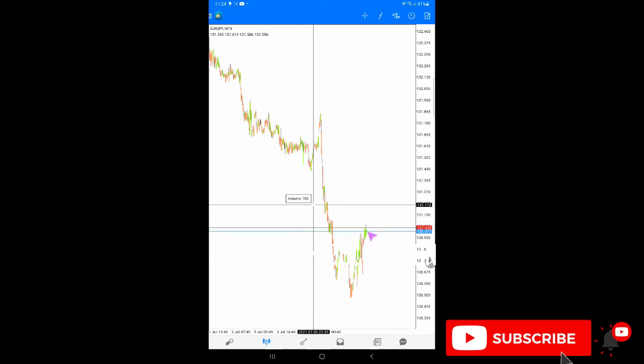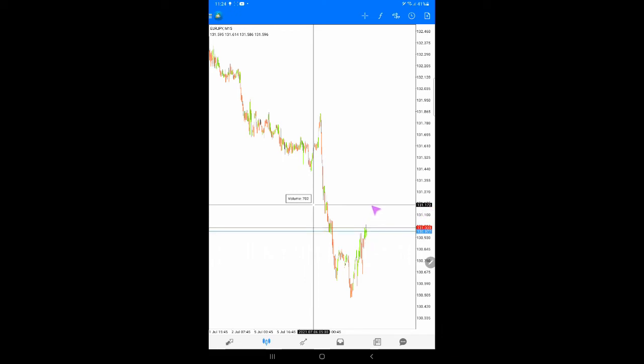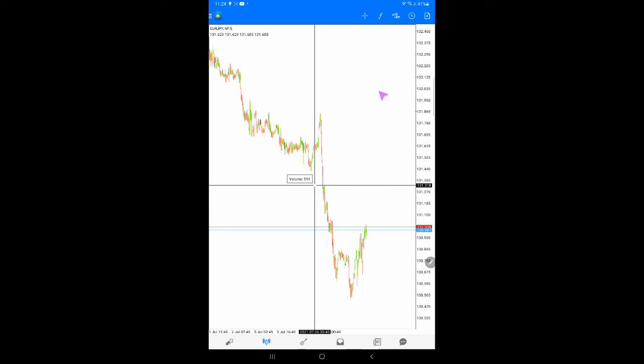131.172. So now I expect price to come to this level and then continue buying. I don't want to join the current market price. I just want price to come up here and then it can pick me up and continue the buy. That's the essence. I want price to come to my level here, then continue buying. Then I'll be on profit.